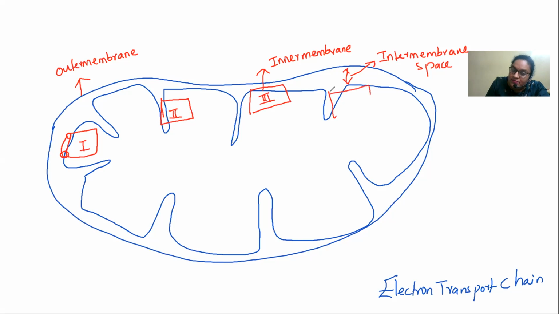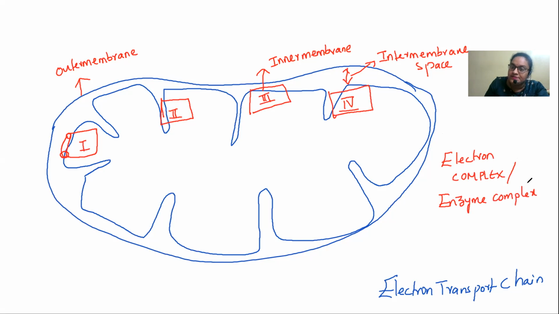And next, in the inner membrane, we are going to have the complex called complex number 4. These complexes are nothing but the electron complexes. You can even call them enzyme complexes, which are made up of proteins and some enzymes embedded inside. So there are some enzymes embedded here, children. Let me show you: here is the enzyme, this is the enzyme which is embedded, and this is the enzyme which is embedded over here.